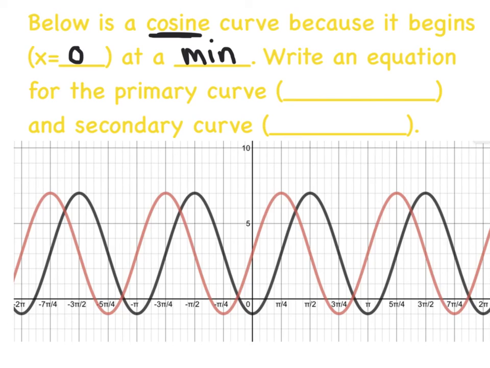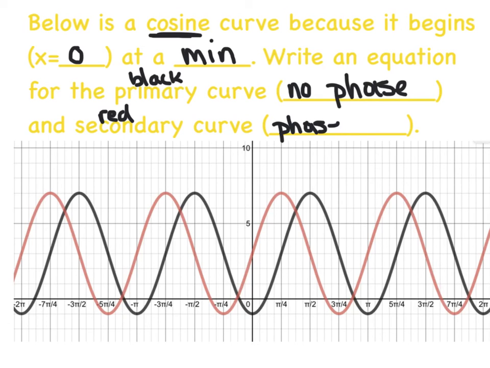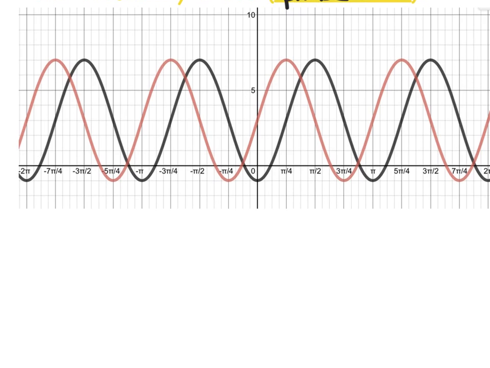So again, we want to write an equation for the primary curve, which involves no phase shift. And then we'll write an equation for the secondary curve. In this case, the secondary was red, primary was black. And the secondary curve is the one that has a phase shift in it. So we've got to decide whether it goes left or right and how much. Okay, so beginning with the black curve here.